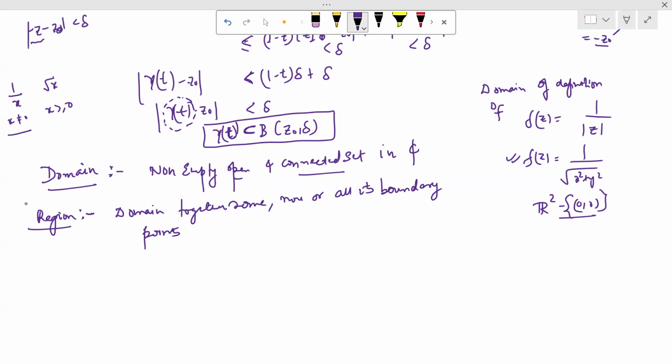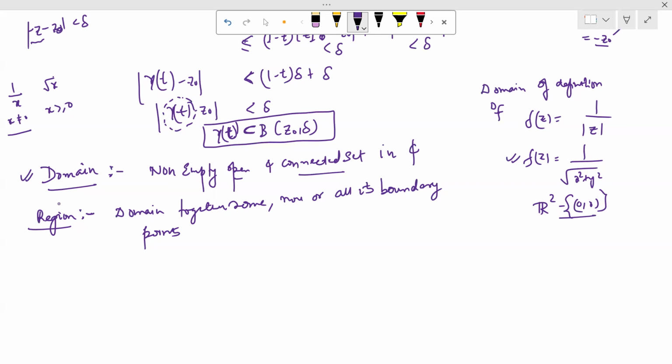But I cannot use domain this way. Do you understand what I'm trying to say? If you want to use the word domain, it is strictly a non-empty, open and connected set. If you take none of the boundary points and it is open, then the region would be the domain itself. But if you take some or all boundary points, then the set will no longer remain open. If you consider some boundary points, then how can you say that it is open? So the more general way of speaking is region. Whenever you are not very sure, I would use the word region.